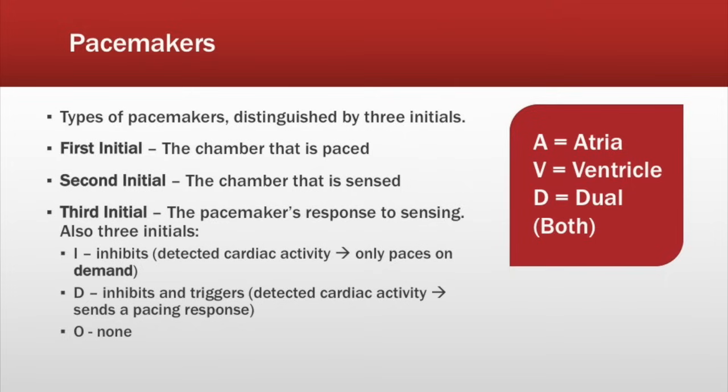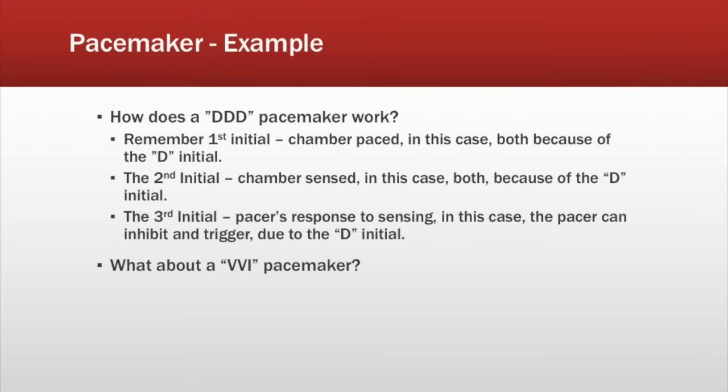So A means atria, V means ventricle, and D means dual. This is going to be the chamber that is paced. So we'll go over an example here next. So for example, how does a DDD pacemaker work?